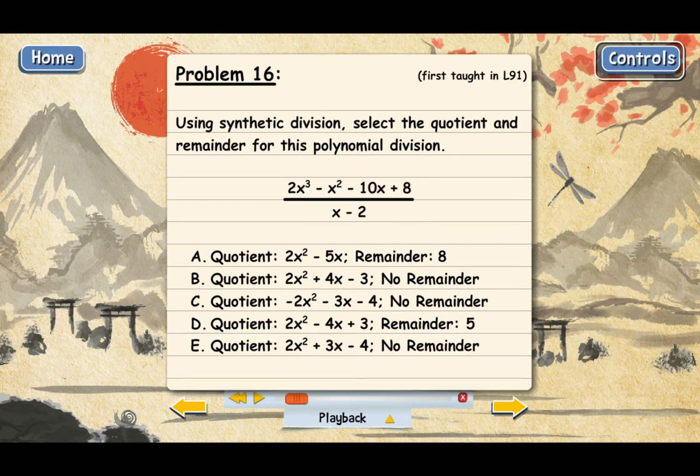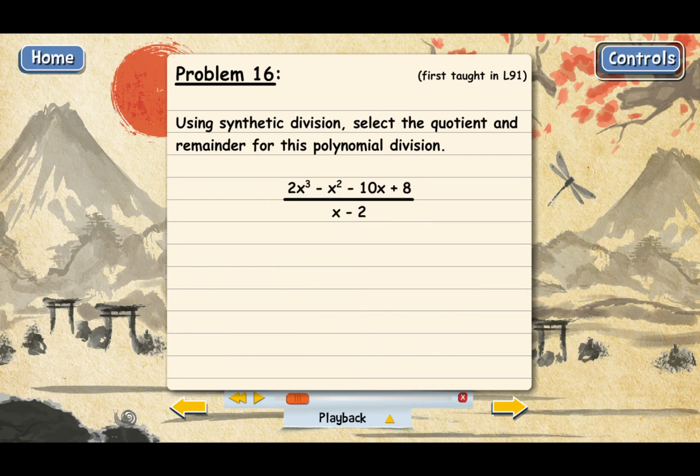Now, if we were going to set this up and do old-fashioned polynomial division, here's what the problem would look like. We just put the dividend inside the division box, and I changed the subtractions to additions of the opposite, and then x minus 2 goes out here, and you write it as x plus negative 2. Then you know how to go through this process, and it's pretty time-consuming.